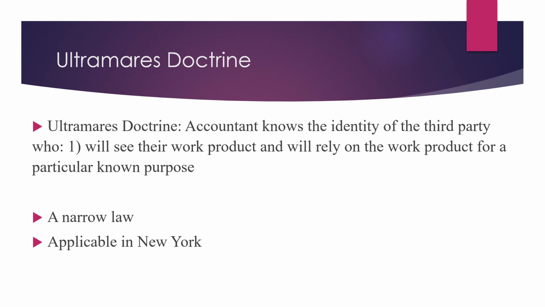Under the doctrine, the accountants who fail to exercise due care are liable to third parties only if the accountant knows that the third party will see the product and will rely on the product and know that the purpose. So they know who the third party is. It's not just like, I'm going to show some bank. I mean, they need to know who it is. So as you can see, it's very narrow.